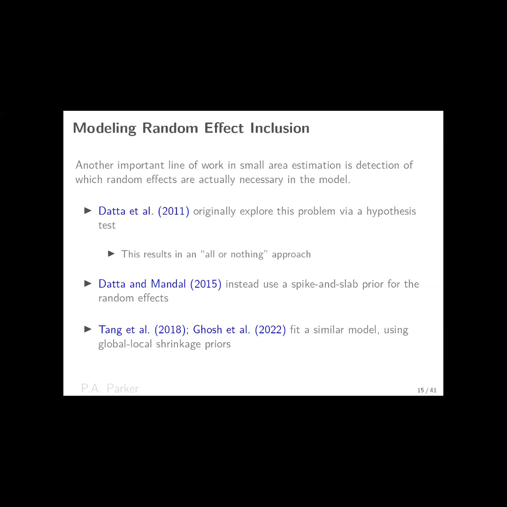And so in this follow-up paper in 2015, they instead use a spike and slab prior for those random effects. So here they're actually selecting which random effects are included or not included in the model, and that can differ by area. And there's been some other work along these lines, this Tang et al. paper and Ghosh et al. paper. They're doing kind of a similar thing. They're just using global-local shrinkage priors rather than the spike and slab approach, but all very similar types of work.